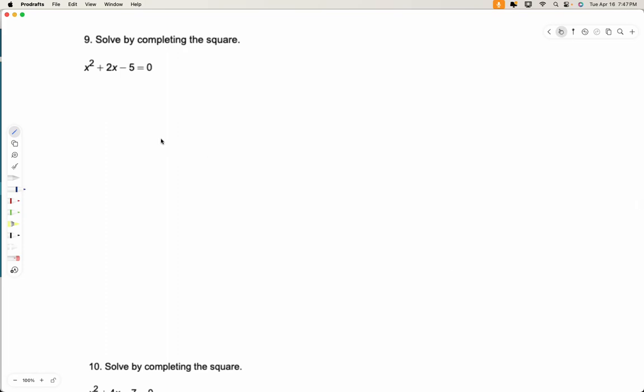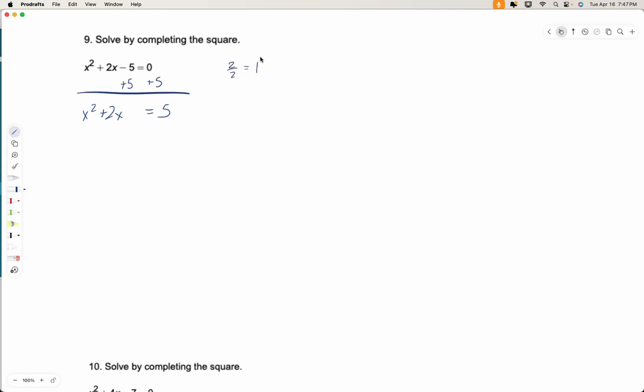So let's do this one. Once you get in the rhythm, these are pretty easy. You might even want to try pausing the video and seeing if you can do it on your own at this point. It's the same process every single time. We move the single term, the constant, out to the right. We leave a little space in here. Divide the middle term by 2.